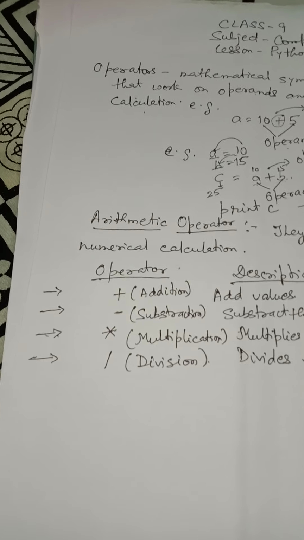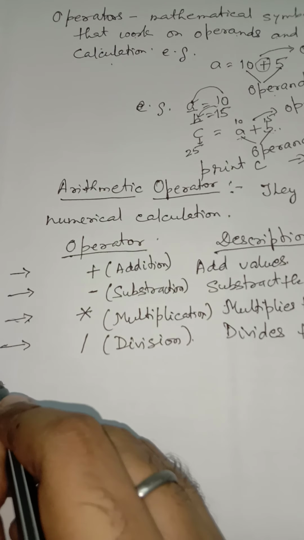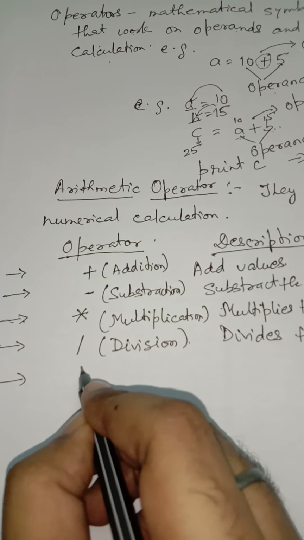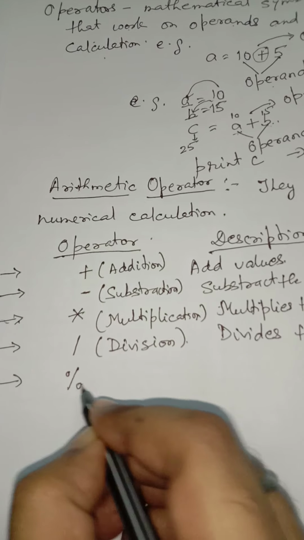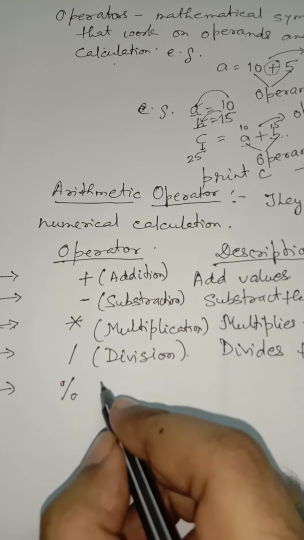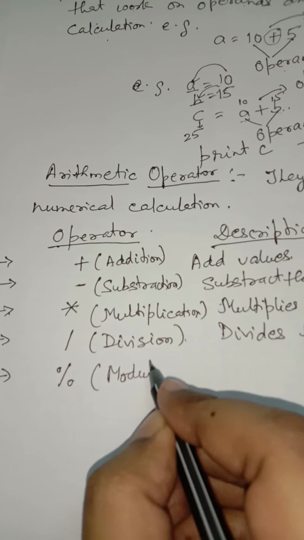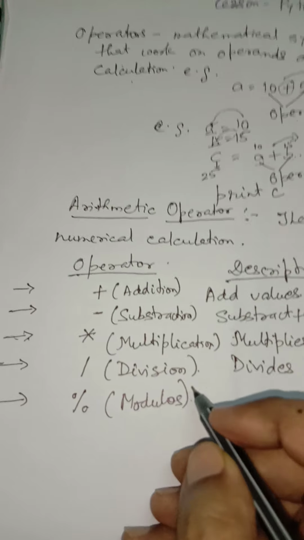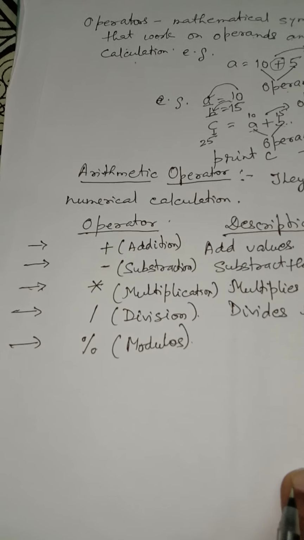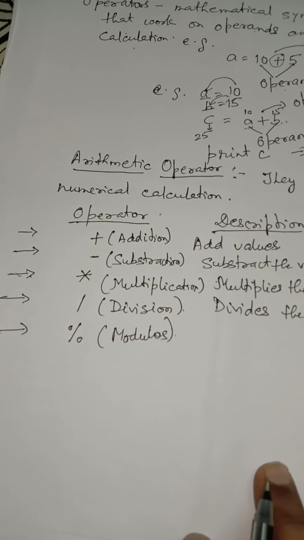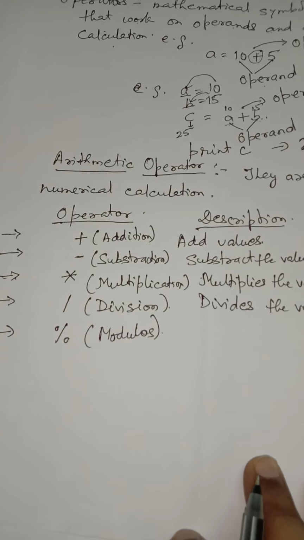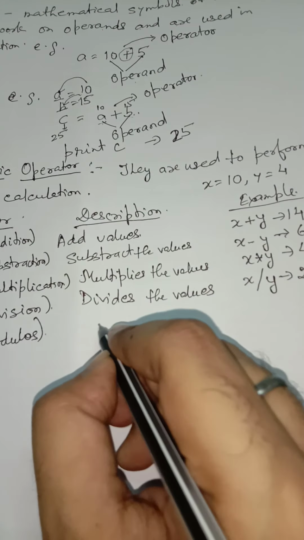Now we have another operator named the percentage sign, and this percentage sign is known as modulus, M-O-D-U-L-O-S. So what is modulus? Generally it divides the left hand operand by the right hand operand and returns the remainder.